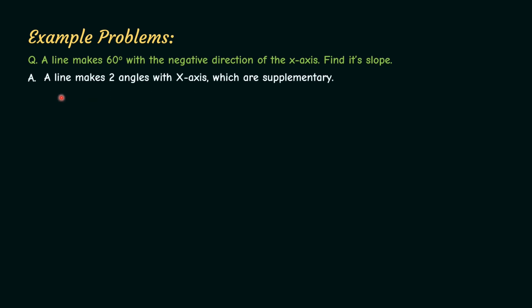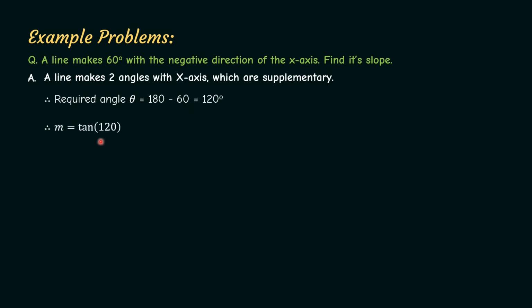We know that a line makes two angles with the x-axis, and these two angles are supplementary. That is, their sum will be equal to 180 degrees. So therefore, our required angle, that is the angle with the positive direction of the x-axis, will be equal to 180 minus 60, which is equal to 120 degrees.